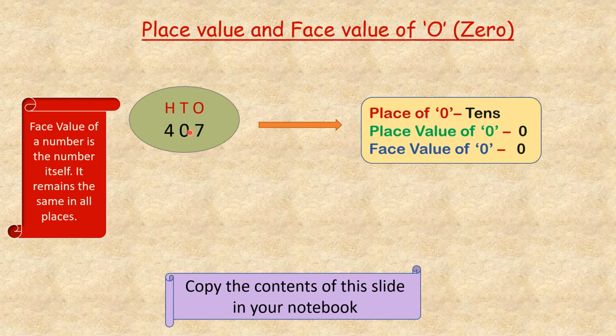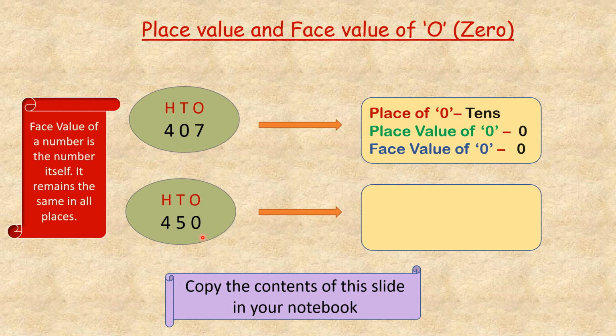Let's take another example here. 450. That is the next number. Here also we have a 0 in this 3-digit number. But here 0 has changed to another place. In the first example, it is in the tens place. In the second example, it is in the ones place. So what is the place of 0 here? The place of 0 is ones. So we write it as ones. 0 is in the ones place.